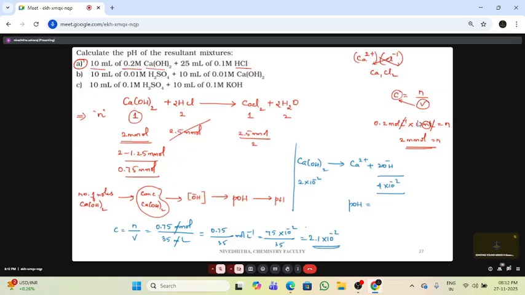It was 2.1 into 10 power minus 2. I've taken it as 2 into 10 power minus 2 approximately, from which I've calculated the concentration of OH minus ion as 4 into 10 power minus 2. And I want you to do the calculation part of pOH. So what is the formula? Minus log of OH minus ion concentration. Easy.